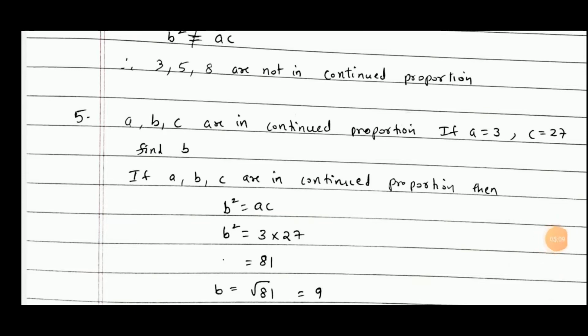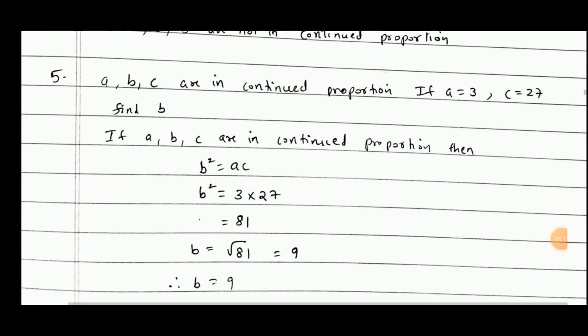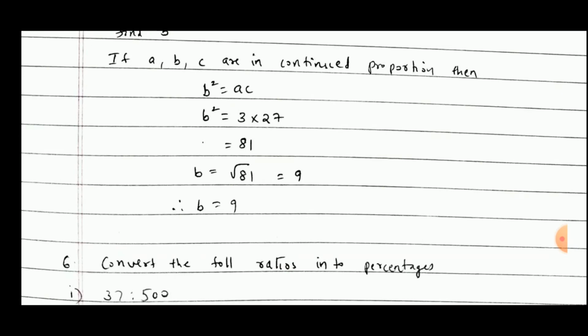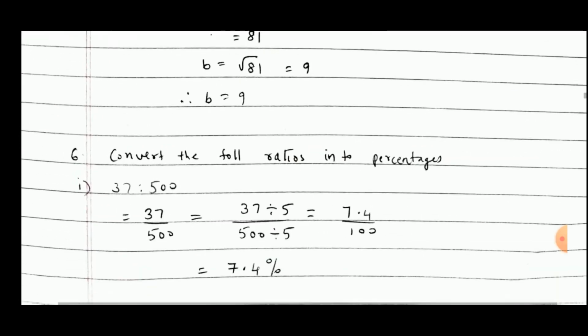If A, B, C are in continued proportion, A is equal to 3, C is equal to 27, find B. So B square is equal to AC, B square is equal to 3 into 27 equal to 81. So B is equal to square root of 81 is equal to 9. So B is equal to 9.